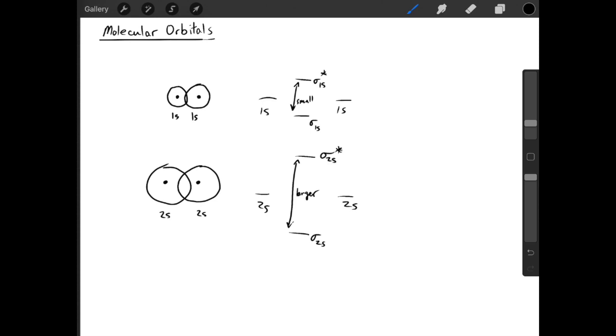And that becomes especially true when you consider that we've only talked about interactions between s orbitals and s orbitals, or p orbitals and p orbitals. But in reality, you can have interactions between s and p orbitals. And eventually, some d orbital interaction is going to become relevant as well. So, we're going to look at the relatively simple second row homonuclear diatomic molecules.